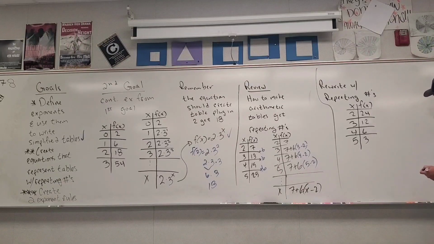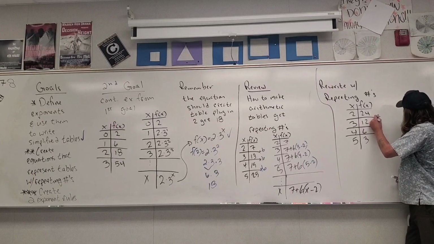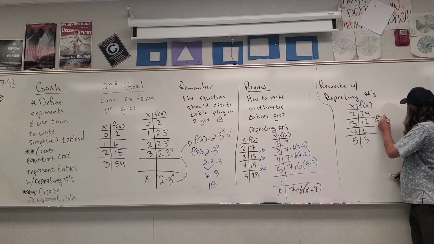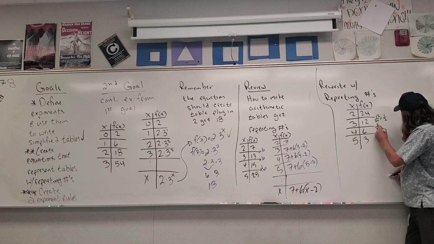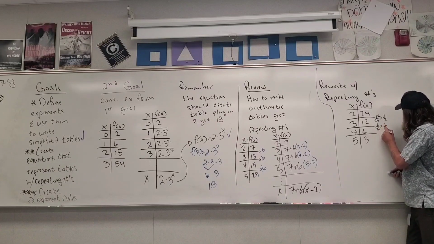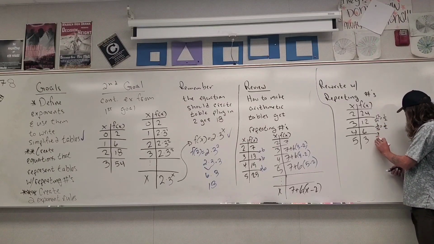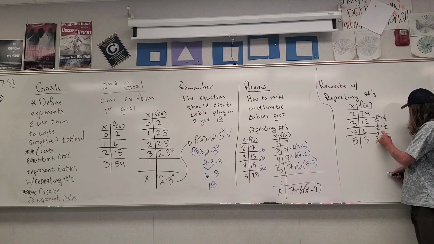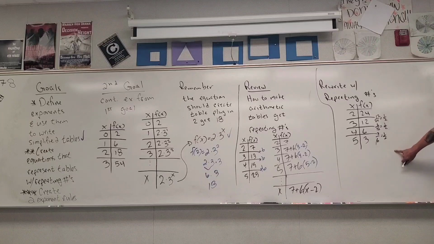common ratio. So it's 12 over 24. That reduces to 1/2. This is 6 over 12. Again, that reduces to 1/2. And then this is 3 over 6. And again, that's going to reduce to 1/2. So I have a geometric pattern because I have the same ratio going from each row.